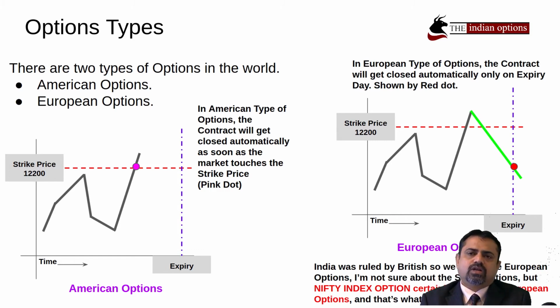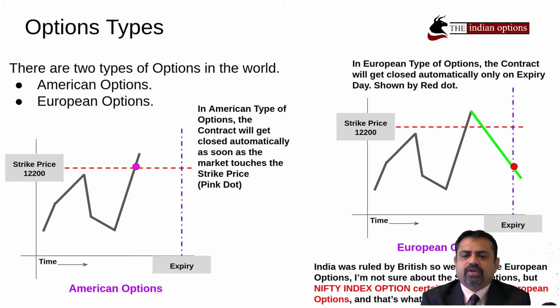Okay, so now we are going to discuss what the different types of options are. In the world, we have two types of options. One is American options and the other one is European options. In this figure I have shown that there are only two different types. I'm not going to go into very much detail about American options and European options, you can find it on the internet, but I'm just going to explain one very small concept here.